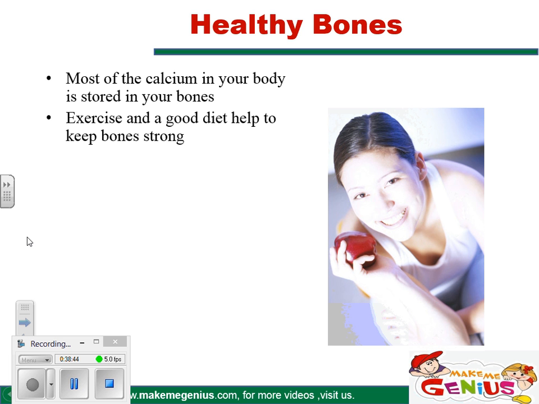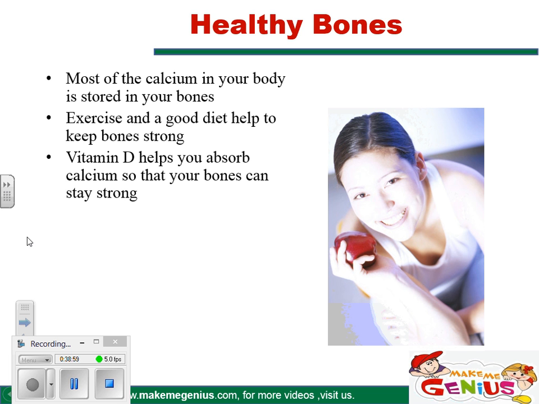Exercise and a good diet helps keep your bones strong. So even if you get up in the morning and you play your favorite song while you're getting dressed, doing your makeup, combing your hair, dance. Do a little dance. That's good exercise. All right.